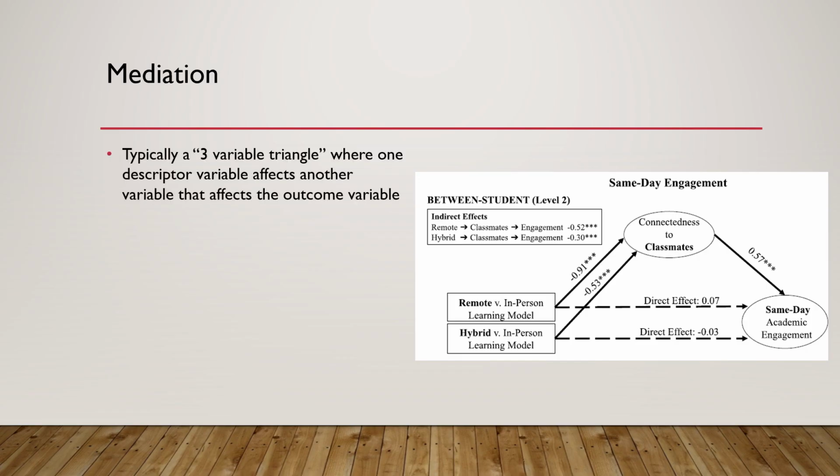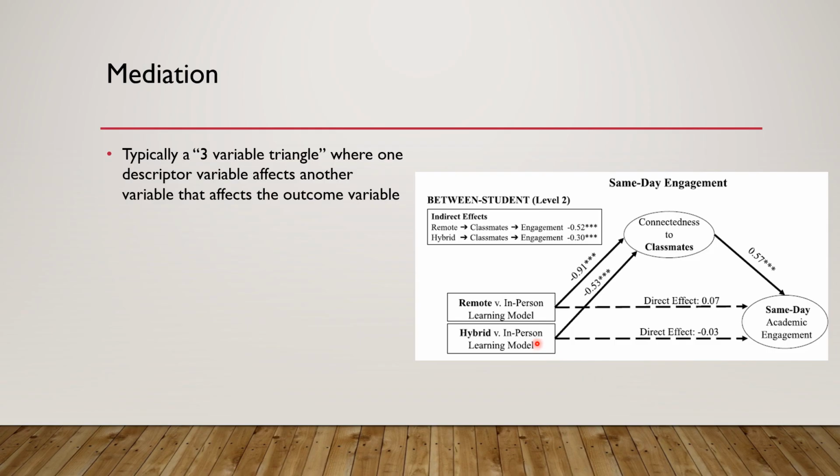Typically when we have a mediation, we often get figures to help represent the relationship. Thankfully, with this paper we had the figure, and we will see what I call the 3 variable triangle, where we've got this triangle shape here. It usually goes from left to right. So we have our descriptor variable that ends up affecting another variable that impacts a third variable. That's usually our outcome variable over here. In this case, they were looking at academic engagement.